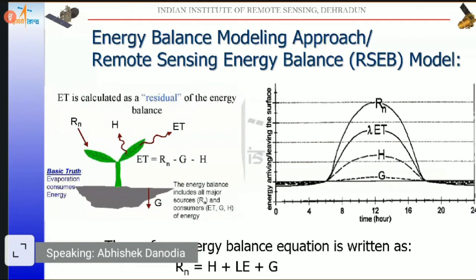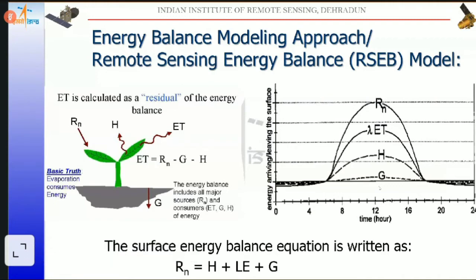The left figure, as shown in the slide, defines ET based on the residual of the energy balance. The total energy available on the Earth's surface comes totally from the sun, and the balance of incoming and outgoing radiation is known as net radiation. And the total net radiation is the summation of sensible heat flux, latent heat flux, soil heat flux, and other energy fractions. What are these? That I will discuss here.